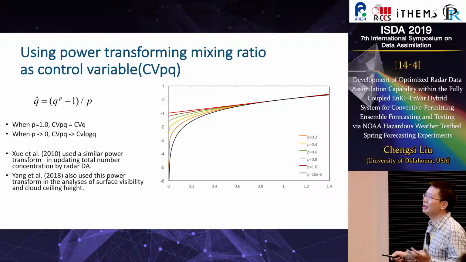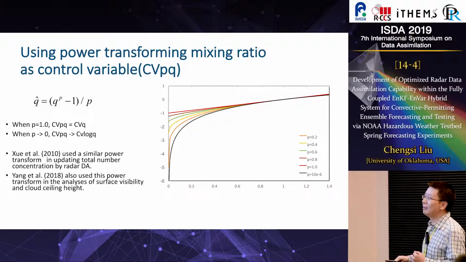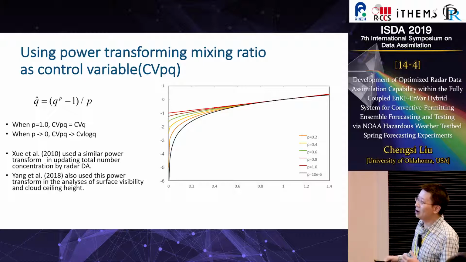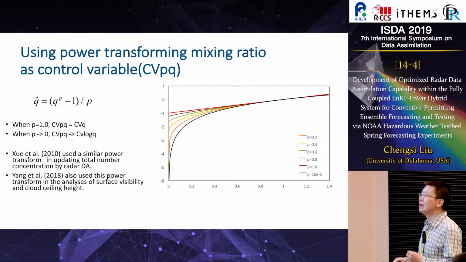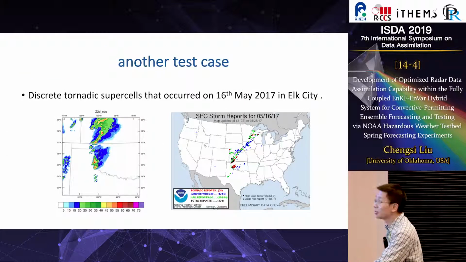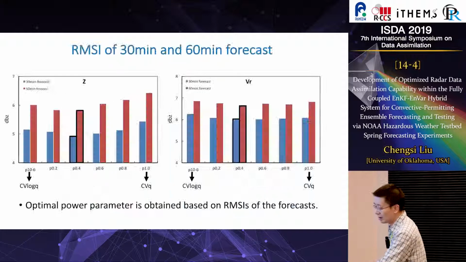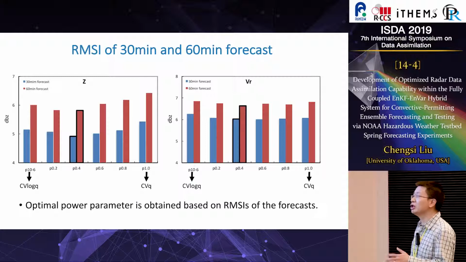This is not new, nothing new under the sun. In 2010, we already used the power transform in updating total number concentration by radar DA. And NCEP also used the power transform in the analysis of surface visibility and cloud ceiling height. So we just use this transformation for radar reflectivity assimilation. We choose another test case to compare these three control variables.